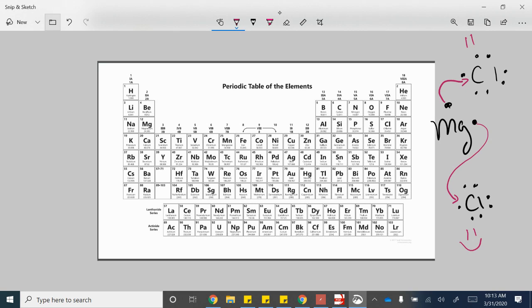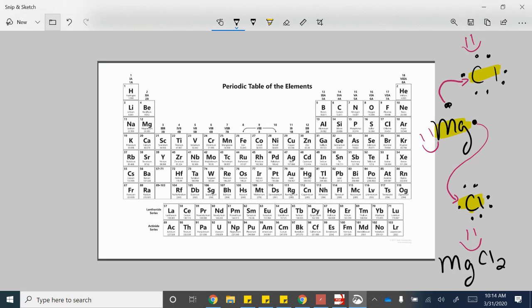The chlorine is happy. The magnesium will drop down into its other shell, the lower shell that's full. So it looks like neon, and it will be happy too. So now everybody's happy. When we look at it, we have 1 magnesium and 2 chlorines. So when we write that into a chemical formula, again, the metal goes first: 1 magnesium, 2 chlorine. So that's where we get that chemical formula from.